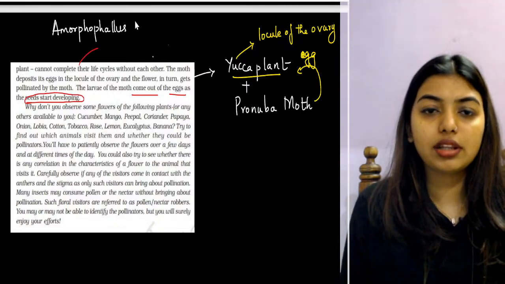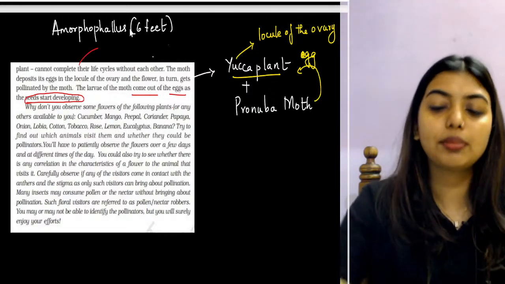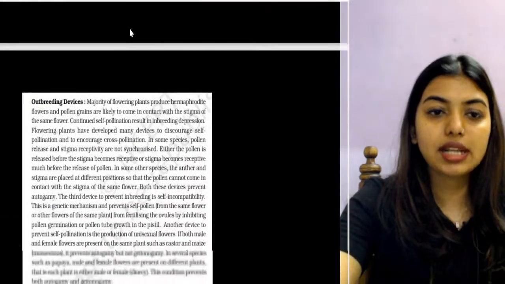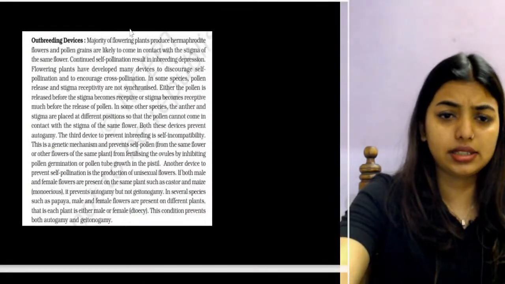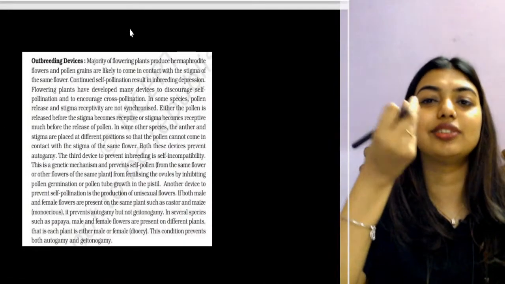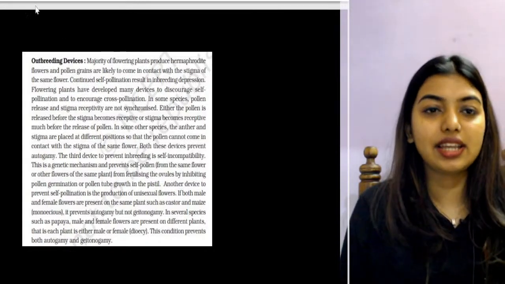It is a 6 feet plant, taller than both of us. Inside this also the insects will settle and add their eggs. I mean, what am I telling students? Add the eggs.